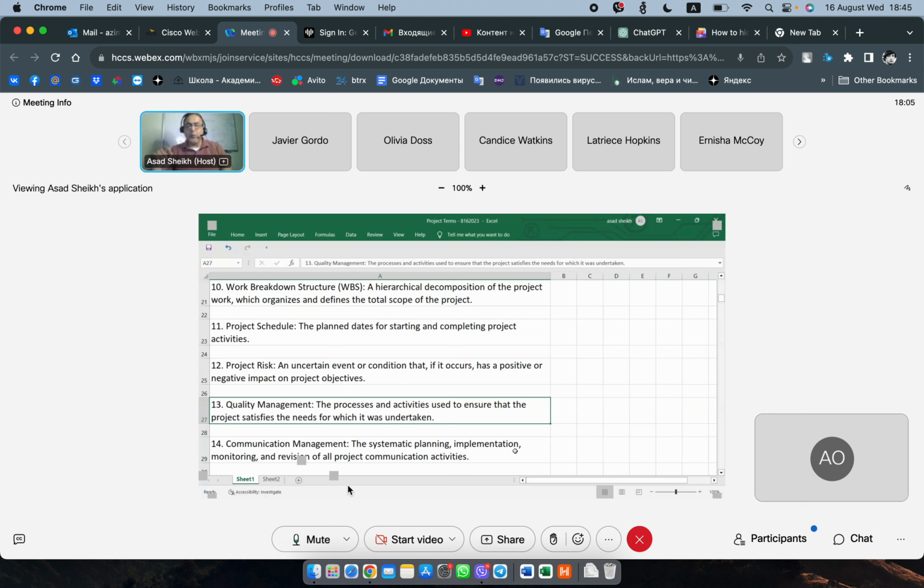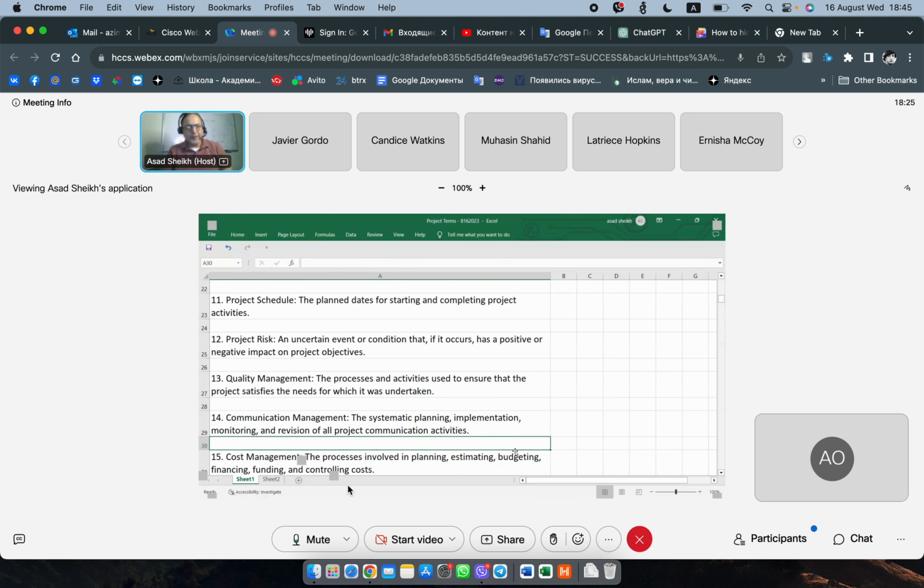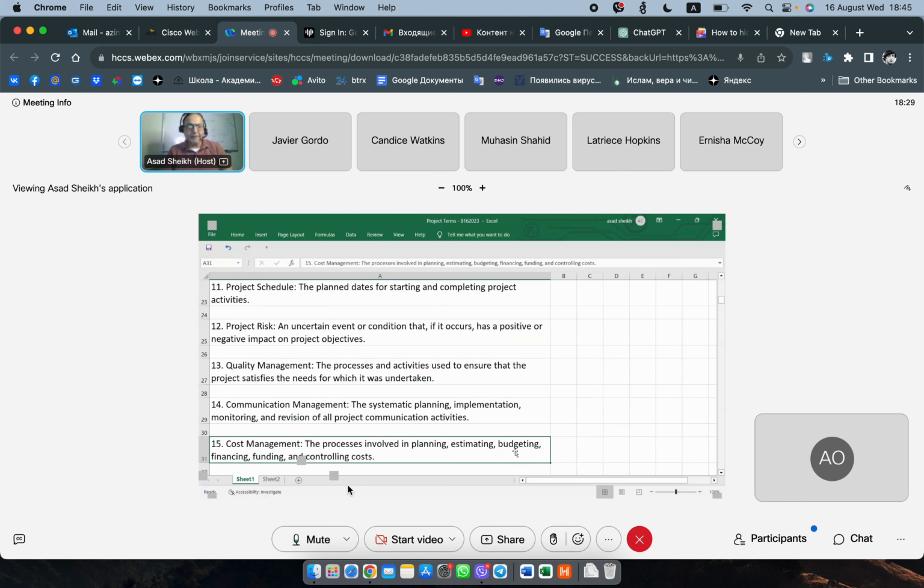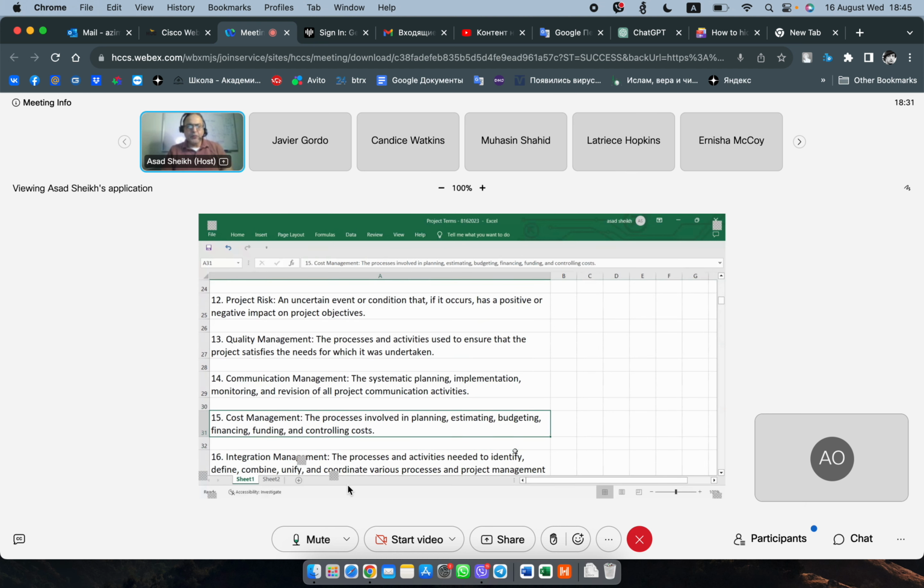components of quality. And who verifies? The team verifies. Who validates? The customer validates. So you cannot just go live with the product unless both have taken place, verification and validation. Keep that in mind, very important. Communication management, systematic planning, implementation, monitoring, and revision of all project communication activities. We'll have a chapter on that, and then we'll dive into it.